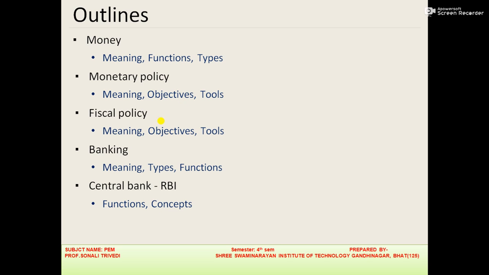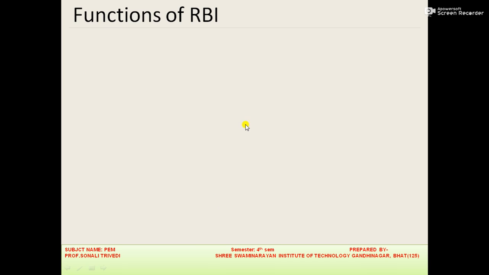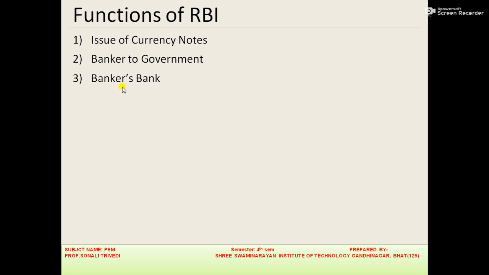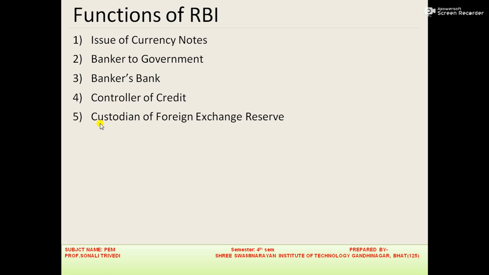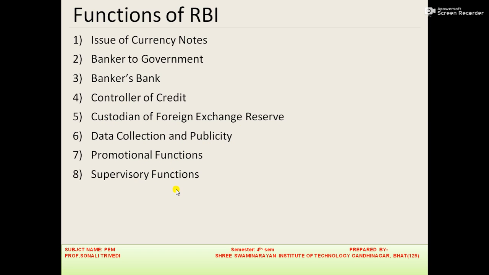Central bank, RBI, it means Reserve Bank of India. Functions and concepts. Functions of Reserve Bank of India: number 1, issue of currency notes. Number 2, banker to government. Number 3, bankers bank. Number 4, controller of credit, custodian of foreign exchange reserve, data collection and publicity, promotional functions and supervisory functions. So these are the 8 functions of Reserve Bank of India.